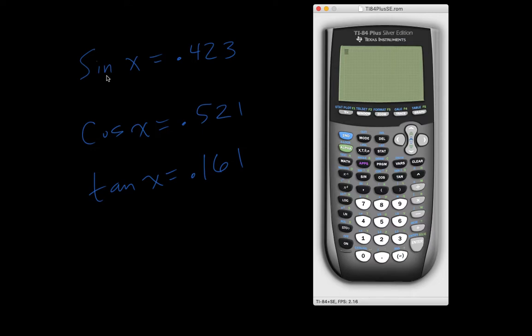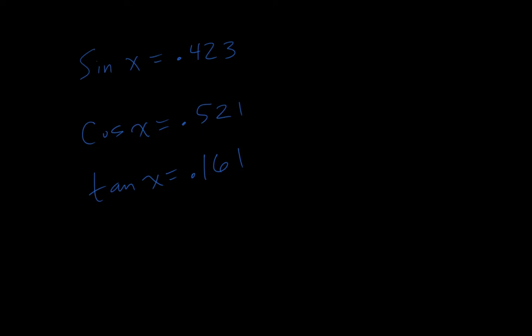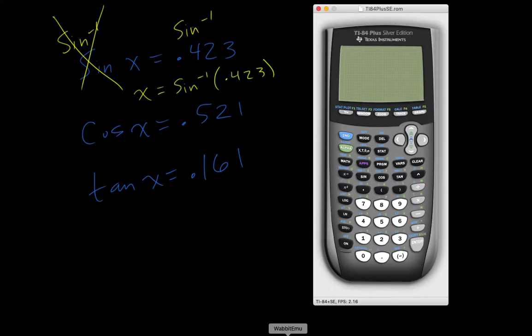Okay, so algebraically what we're doing is we're using the inverse trig function. So in this case, we're going to use an inverse sine on both sides. That cancels the sine, and so we're left with just x equals the inverse sine of 0.423. So we come to our calculator, we say second sine.